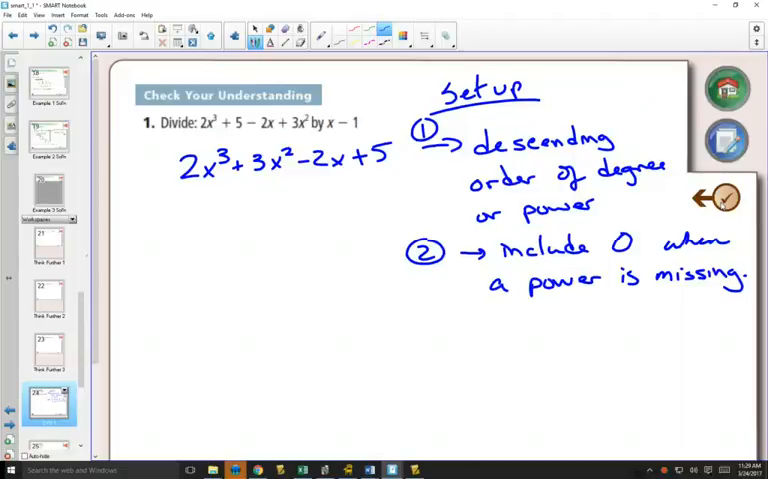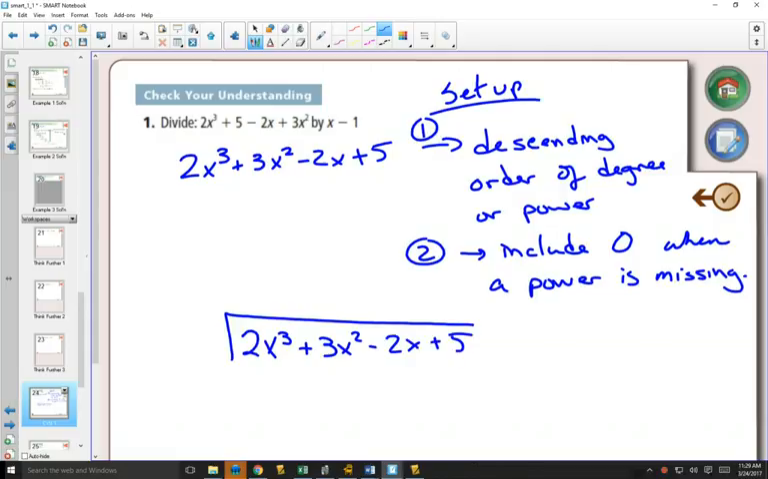So when we set this one up for long division, we're going to have 2x cubed plus 3x squared minus 2x plus 5. That is in descending order. x minus 1 out in front. And then we're going to go through that same process as we did before. We're going to underdot line our first term and ask ourselves, is there something I could multiply x minus 1 by to get 2x cubed? And what would that be? It would be 2x squared.